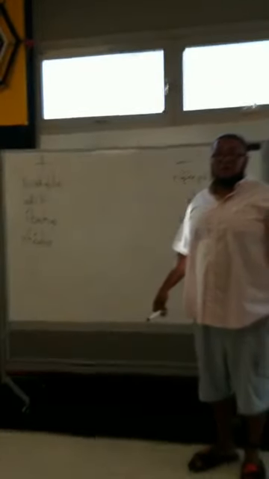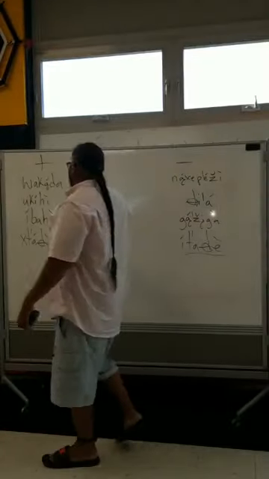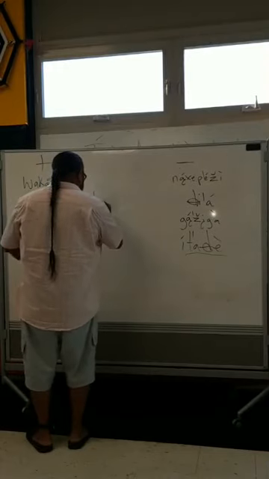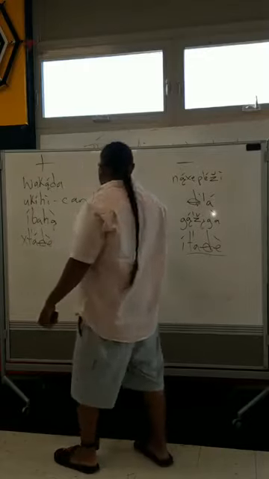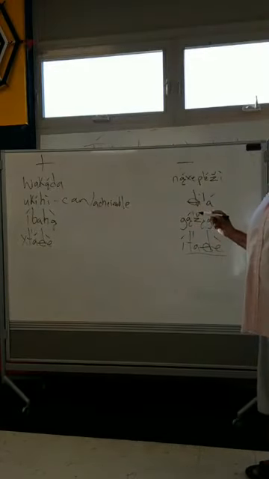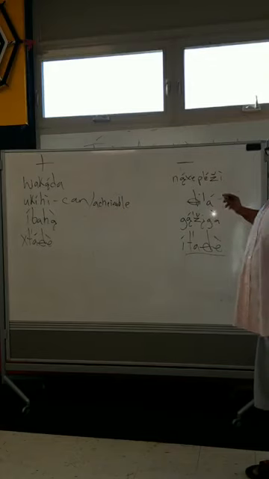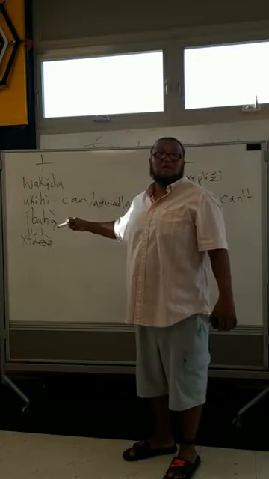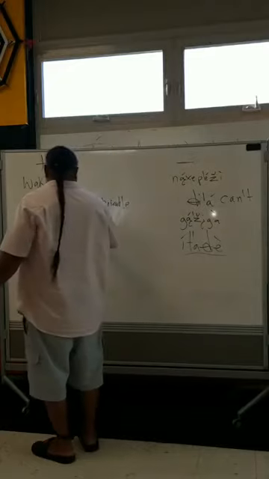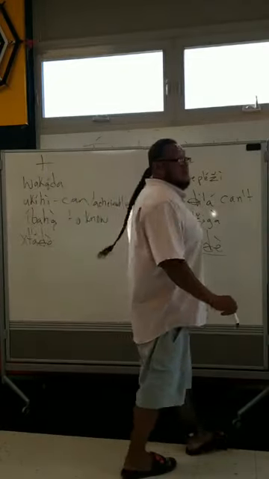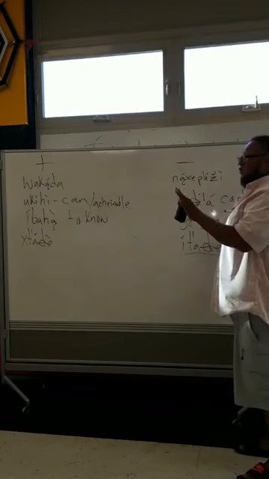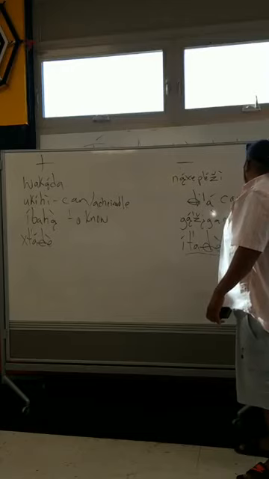What does it mean, Elena? Can and not able to. Ibaha. Gong Jinga. That's to not know how, or not capable of achieving something. Not know how.